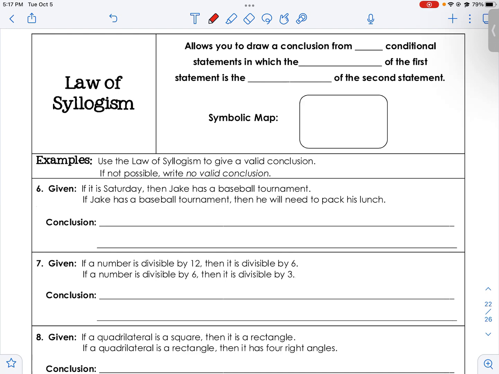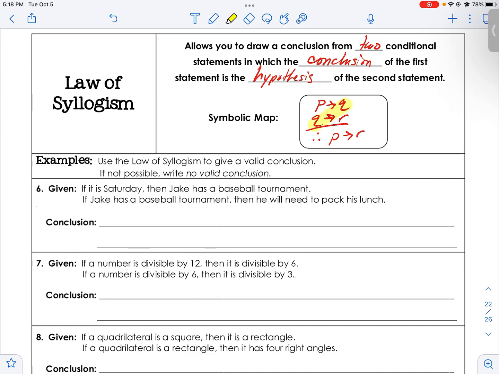The law of syllogism. Yep, it's a funny word. Go ahead and laugh. Syllogism. This allows you to draw a conclusion from two conditional statements in which the conclusion of the first statement is the hypothesis of the second statement. So if P, then Q; if Q, then R; therefore if P, then R.